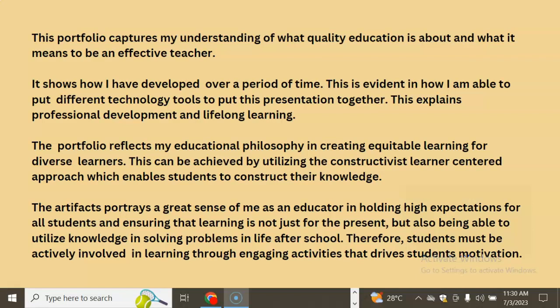It can be achieved by utilizing the constructivist, learner-centered approach, which enables students to construct their knowledge. And also, this artifact portrays a great sense of me as an educator in holding high expectations for all students and ensuring that learning is not just for today, but also being able to utilize knowledge acquired in solving problems in real life. It helps students to solve problems in real life after school. Therefore, students must be actively involved in the learning process through engaging activities that drive students' motivation.